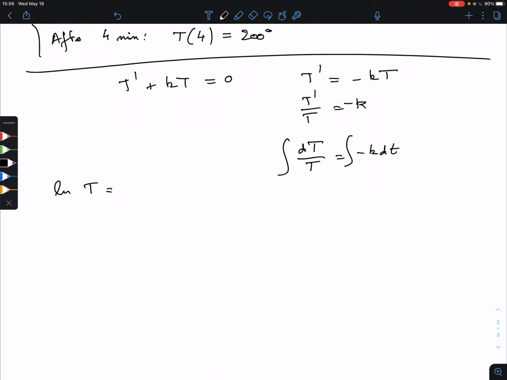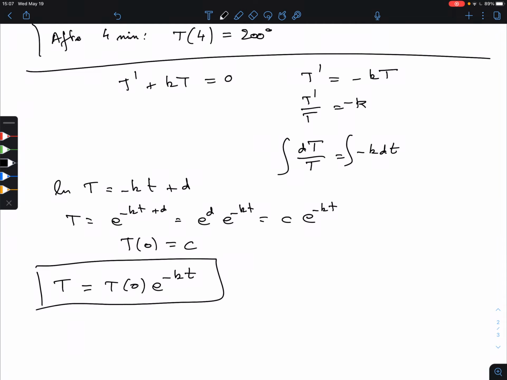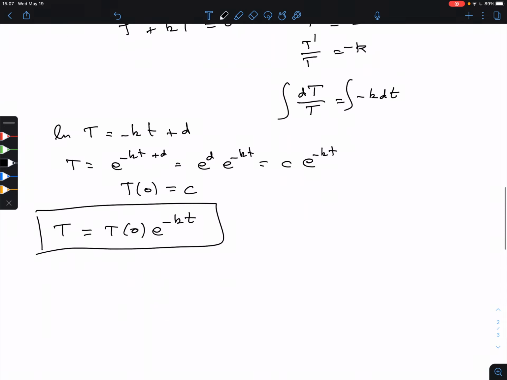Sorry, I'm going too fast. ln T is minus kt plus a constant. So T is e to the minus kt plus d. That is e to the d times e to the minus kt. That is c times e to the minus kt. If t is 0, then we see that we get c. So our solution is T equals T0 e to the minus kt. That is the homogeneous solution. So I should write that, the homogeneous solution.